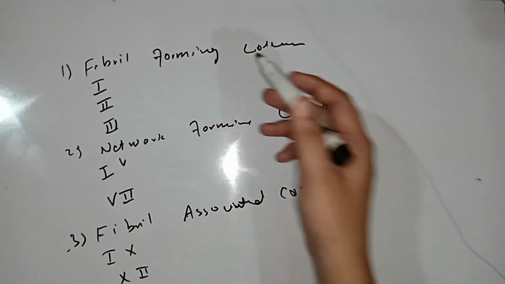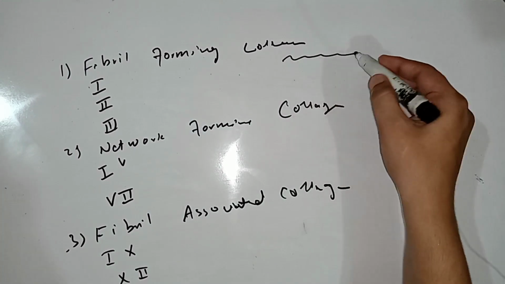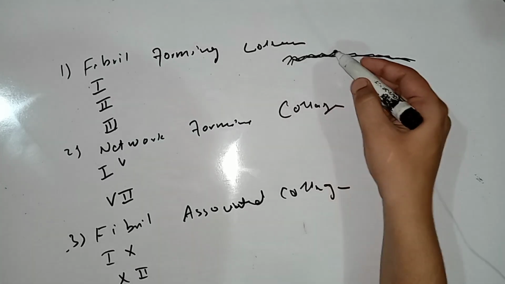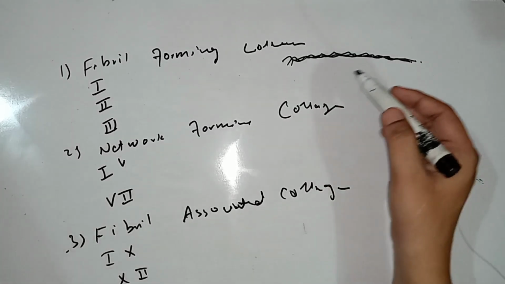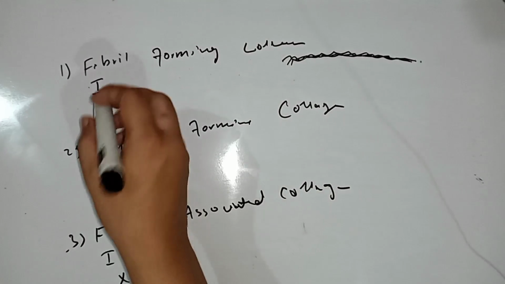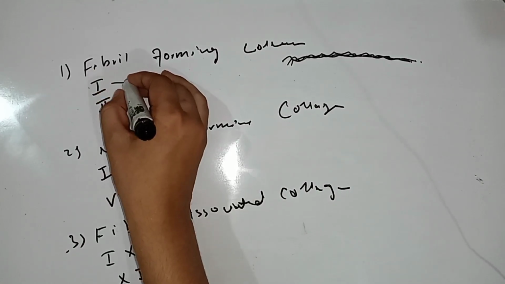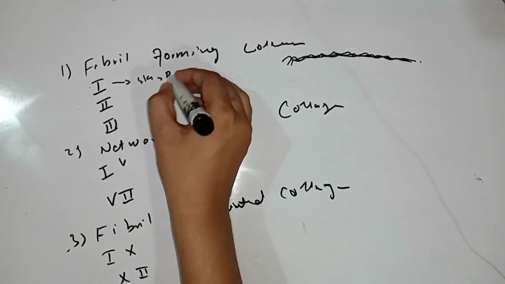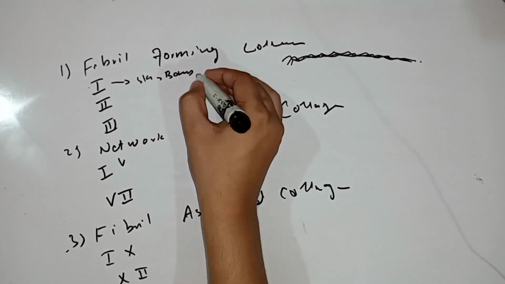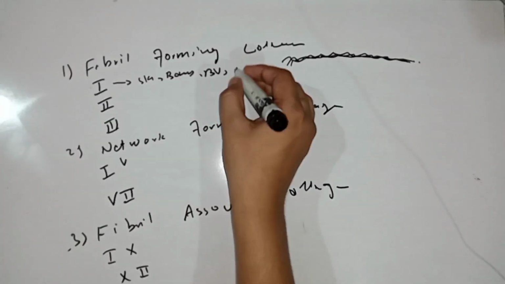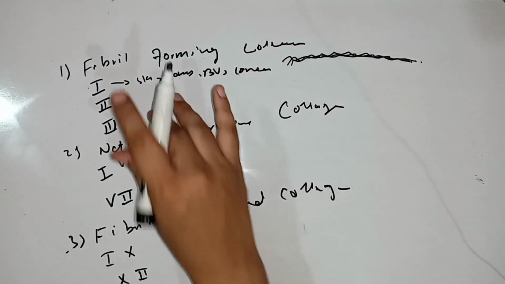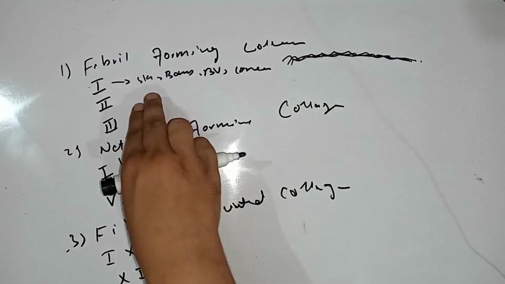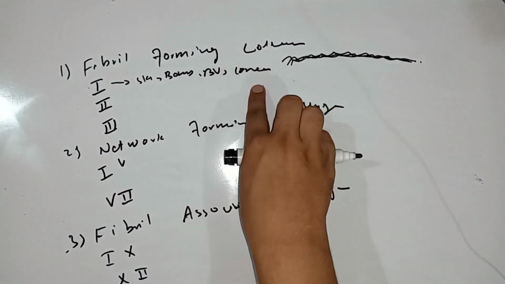Fibril forming collagen forms long fibers. These exist in the form of long fibers, so that's why they are called fibril forming collagen. Coming towards their location, type 1 collagen is abundant in the skin, bones, blood vessels and cornea. You should know their locations for the MCQs and so on. So type 1 collagen is present in the skin, bones, blood vessels and cornea.